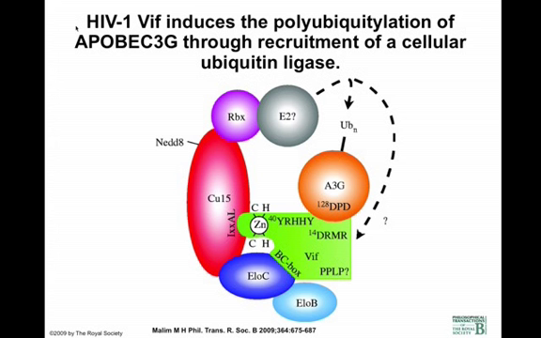So it's kind of amazing. VIF actually binds Cullin-5 ubiquitin ligase and forces polyubiquitination of APOBEC3G, and it's degraded. Brilliant, right? You're a virus. What better to do than throw the immune response into the garbage, right? Brilliant. Why am I talking about this?